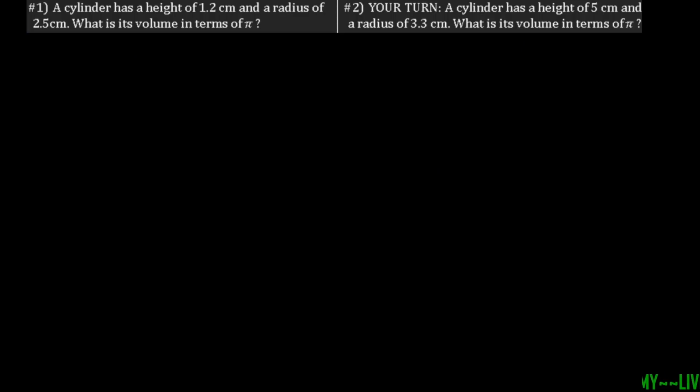For that first one, it says a cylinder has a height of 1.2 centimeters and a radius of 2.5 centimeters. What is the volume in terms of pi? Anytime it says what's the volume in terms of pi, that just means to let pi be the symbol. So we don't actually have to plug in that value. I'm going to find the area of the base. That's going to be big B. So big B equals pi times the radius squared, which is equal to pi times 2.5 squared.